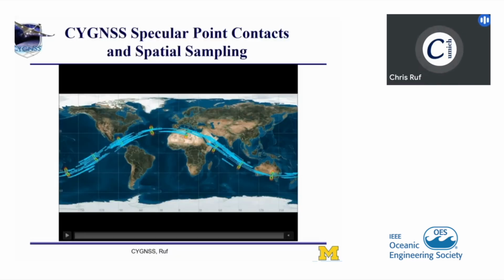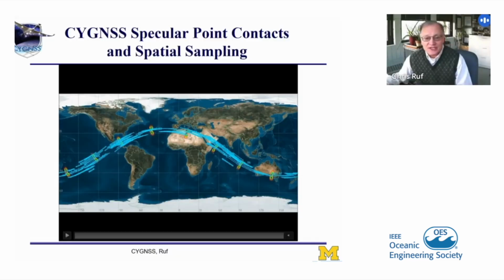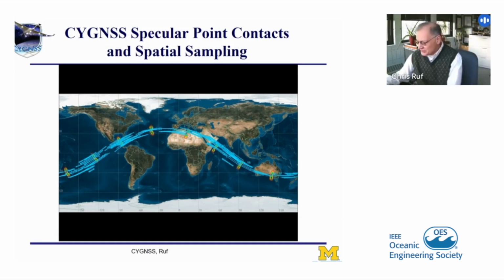We have 8 of the satellites spread out around the orbit plane. You can see that they only go up to about 38 degrees north latitude, 38 degrees south latitude, and these are the ranges over which we make our measurements.